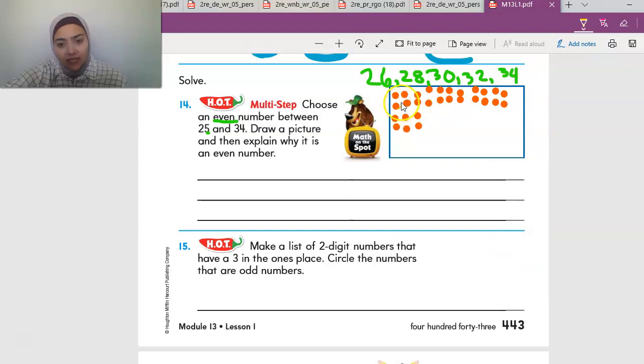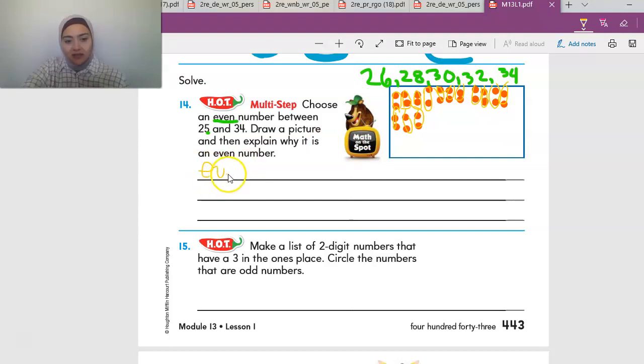To show me that, yes, that's even. Watch, here's 2, 4, 6, 8, 10, 12, 14, 16, 18, 20, 22, 24, 26, 28. Do all of my counters have a buddy? Yes, they do.